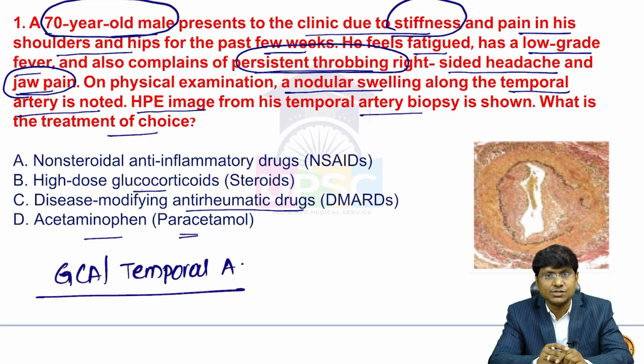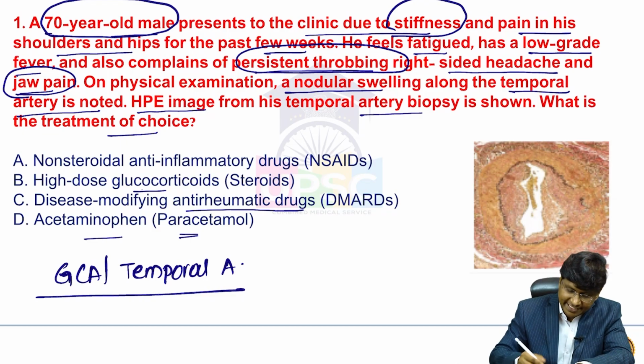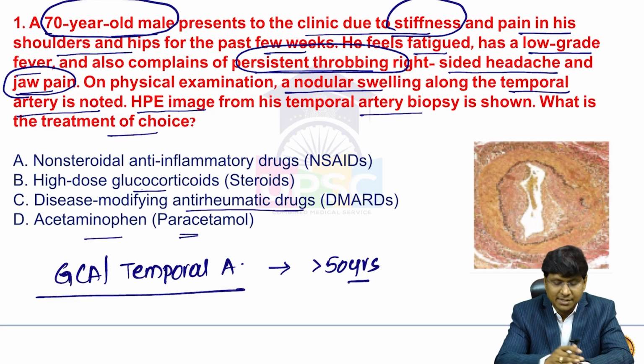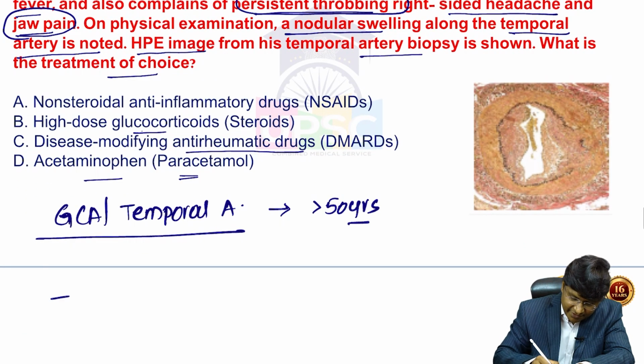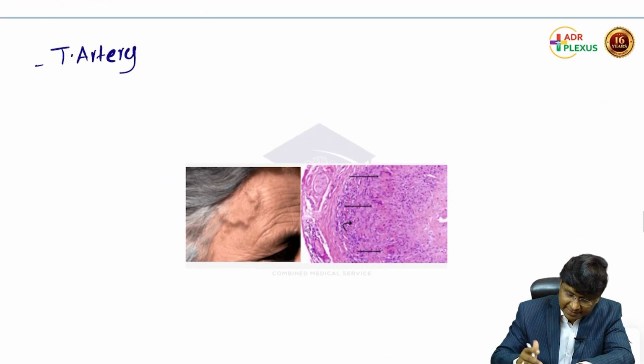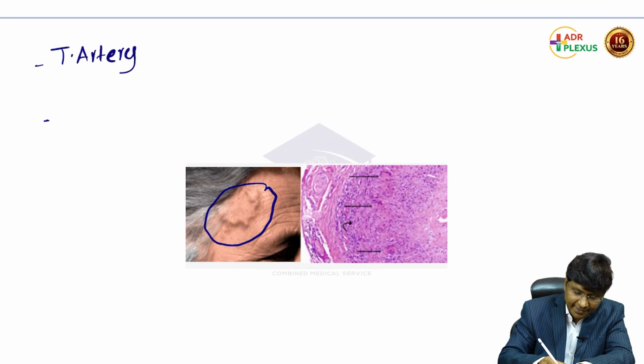Giant cell arteritis, or temporal arteritis, is usually observed in the age group of more than 50 years. The most common vessel affected is the temporal artery. In these patients, the temporal artery is inflamed, and they will have headache because of the inflammation of the temporal artery.